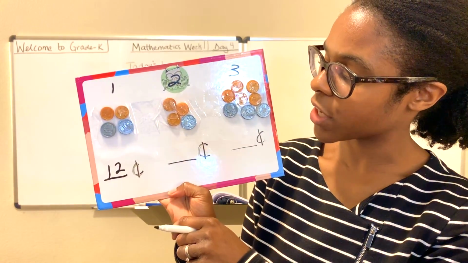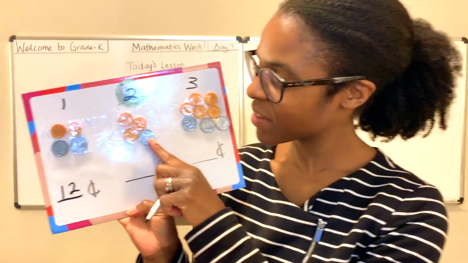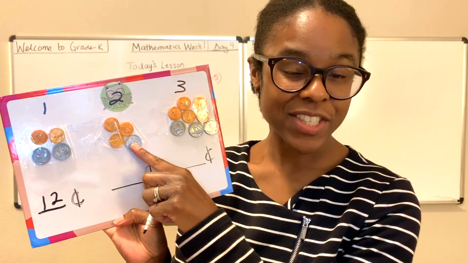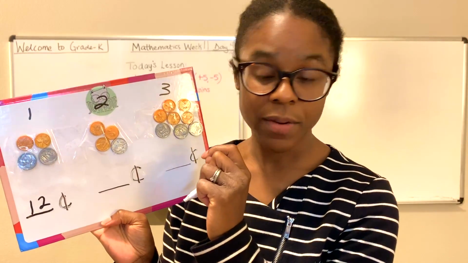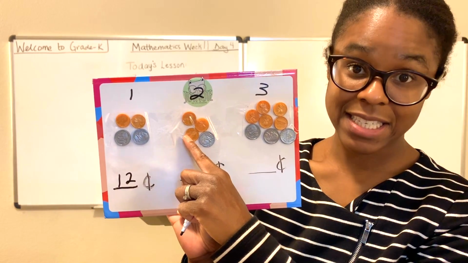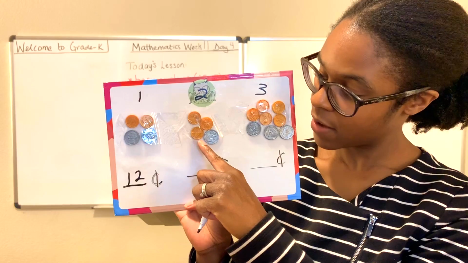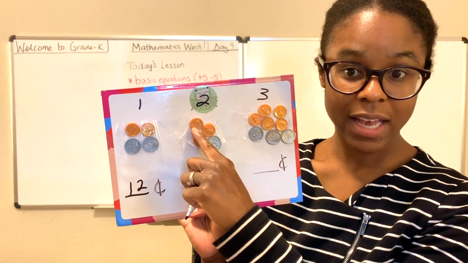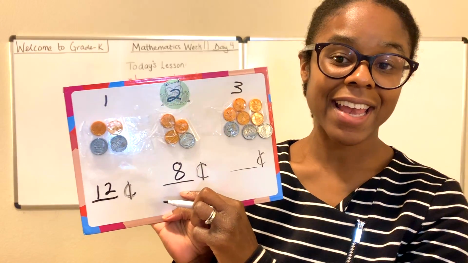Okay, let's talk about the second group. We have a nickel, which is worth 5 cents. And we're going to add the pennies, which are each worth 1 cent. So how much more are we going to add with each coin? Just one. 5, 6, 7, 8. The second group of coins is valued at 8 cents.